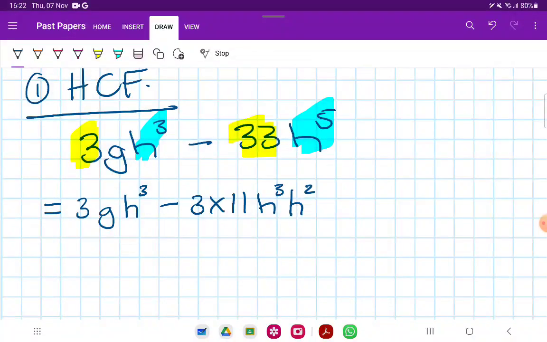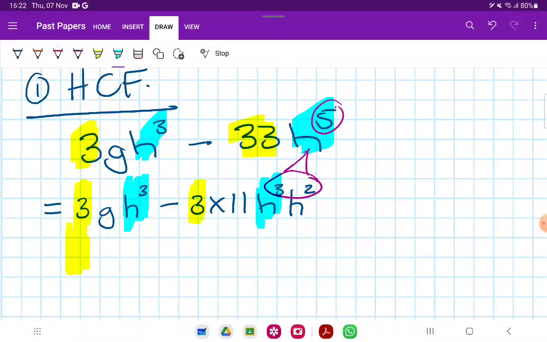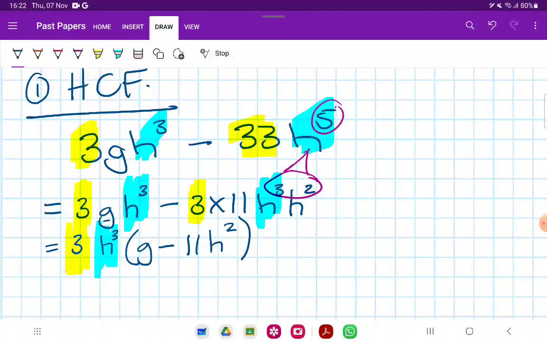h3 h2. Now remember that we add those exponents to make 5. So I break the 5 into 2 pieces. And the reason why is I want to take out the 3 and I want to take out h cubed, and whatever's left remains. Okay, so my h cubed goes there. I'm going to say 3h cubed is common. What's left is g minus 11h squared. That is how you take out your highest common factor.